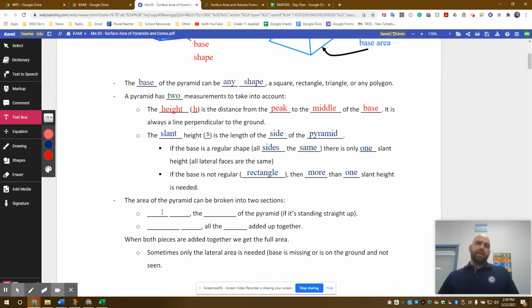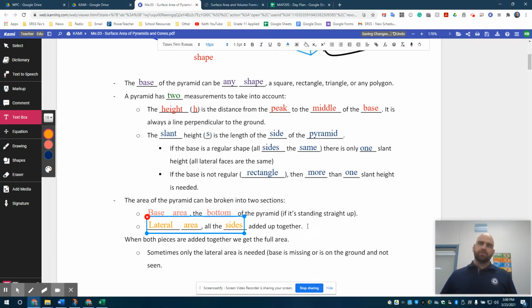All right, so the area of the pyramid can be broken up into two sections. The base area, okay, so this is the bottom of the pyramid, or if it's standing straight up, and we're often going to see it as being standing straight up. And we also have the lateral area, which is all the sides or triangles added together. Okay, so lateral area is all the sides or the triangles added together.